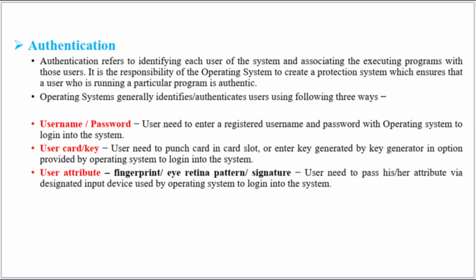Operating systems generally identify or authenticate users in the following 3 ways. Username and password: the user needs to enter a registered username and password with the operating system to log in to the system. User card or key: the user needs to punch a card in a card slot or enter a key generated by a key generator, an option provided by the operating system to log in to the system. User attribute: fingerprint, eye retina pattern, or signature. The user needs to pass his or her attribute via a designated input device used by the operating system to log in to the system.